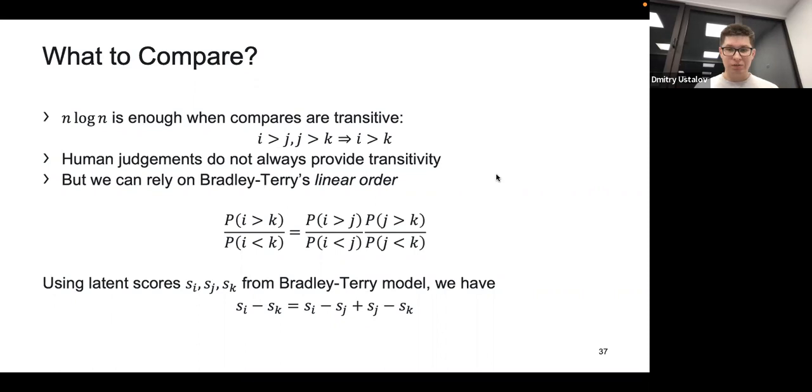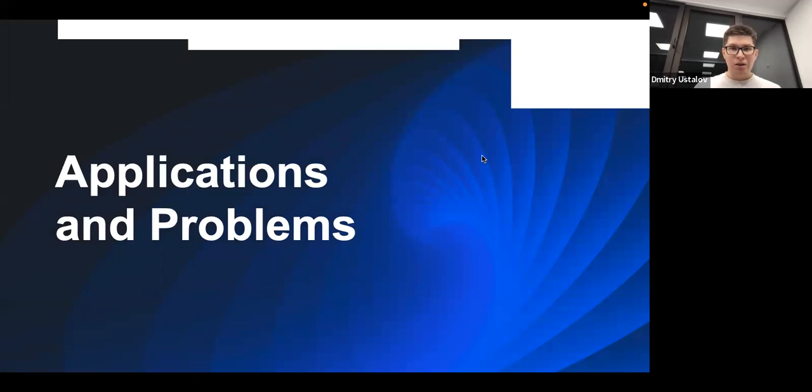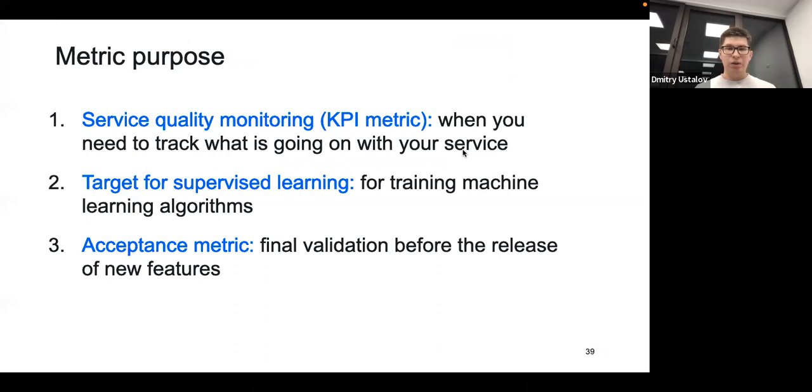Here are some applications and problems. How can you apply all those things? First, you can use those metrics that you built using ground truth data for quality monitoring continuously. You can use it as a target for improving your model, or you can use it as an acceptance metric when you release the new dataset, the new model and new version of your service.